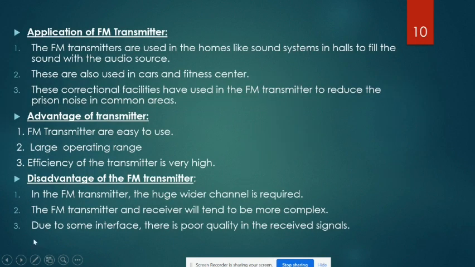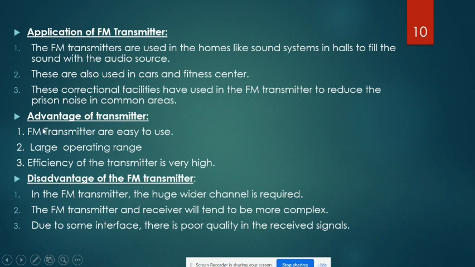Now the applications of this FM transmitter. FM transmitters are used in homes, like sound systems in halls to fill the sound from the audio source. Second, these are also used in cars and fitness centers. Third, correctional facilities use FM transmitters to reduce noise in the common areas.